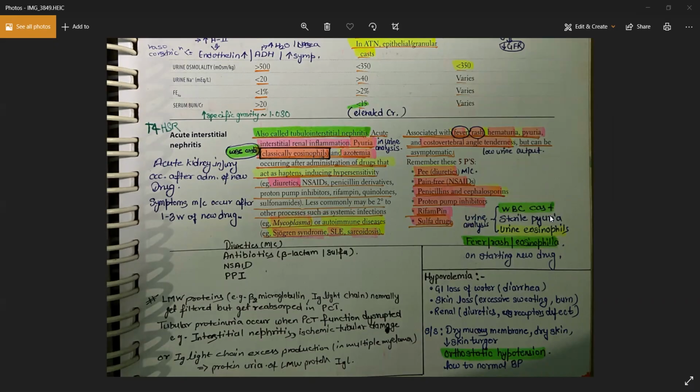The first one is acute interstitial nephritis. As the name suggests, you will have an interstitial nephritis, that means inflammation in the interstitial space of your kidney, which is the space between the different nephrons. You have the cortex and medulla, and in them you have all these nephrons. In between the nephrons, you have some space, and we call it the interstitial space. So in case of acute interstitial nephritis, you will have an inflammation of this interstitial space.